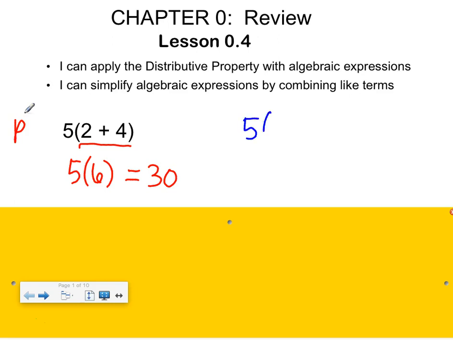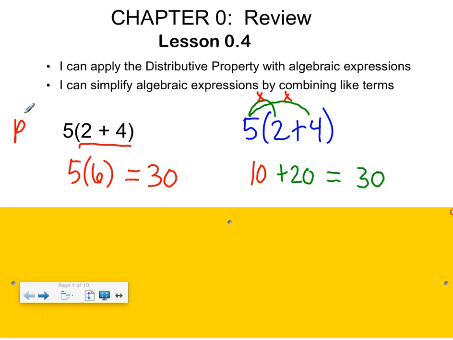However, maybe some of you thought of this yourself. You could have also solved it like this. You could have taken this 5 and distributed it to both of those. So really what you're doing is taking 5 times 2. What is 5 times 2? Well, that's 10. And you would also do it to the 4. Remember, you're multiplying when you do that. So 5 times 4 would be 20. So plus 20. And then if I add those together, I still end up with 30. Do you see how we still get the same answer, even though we solved it differently?